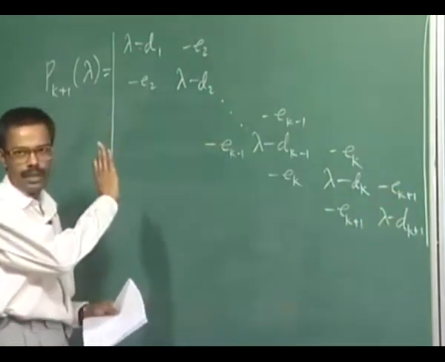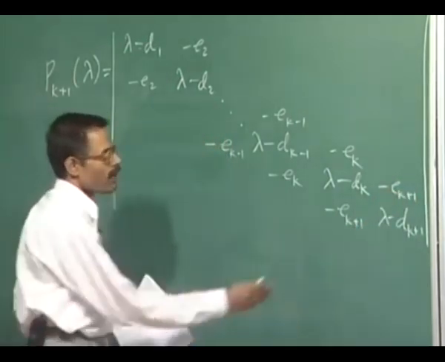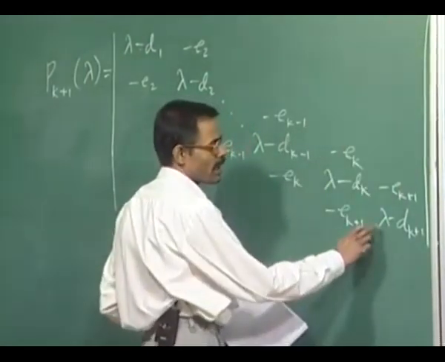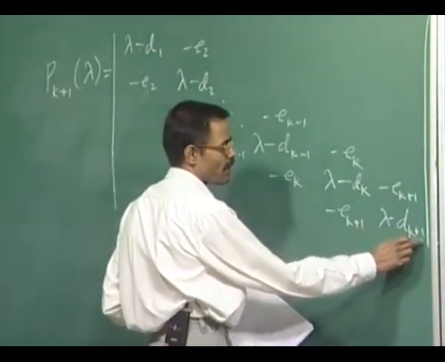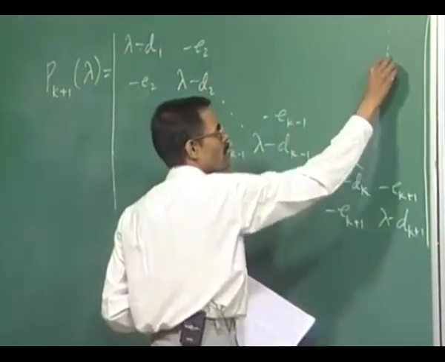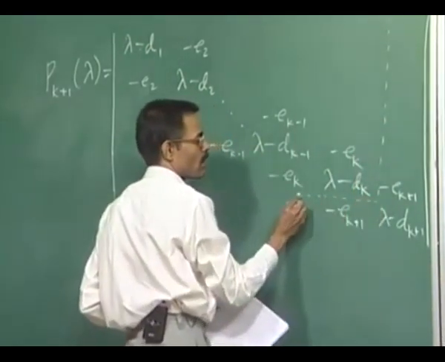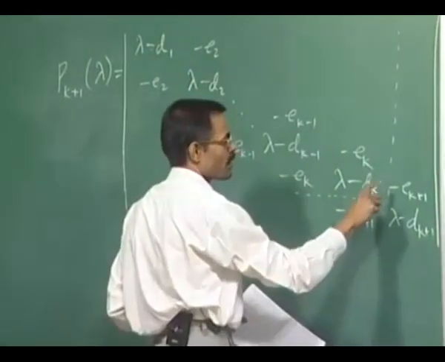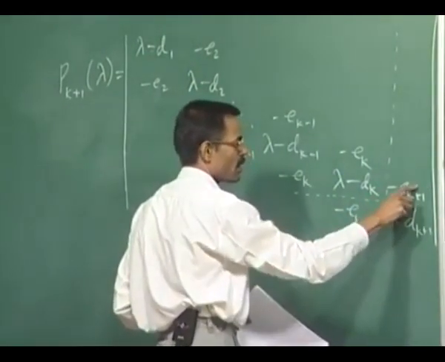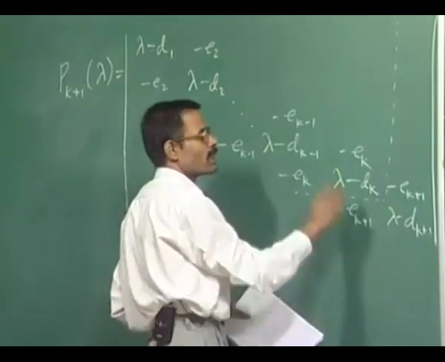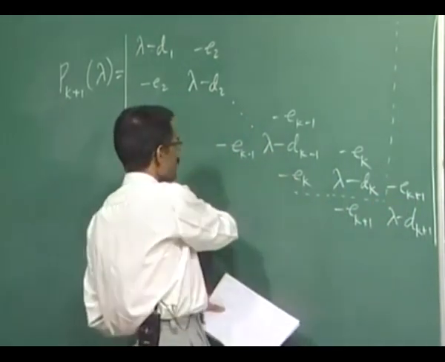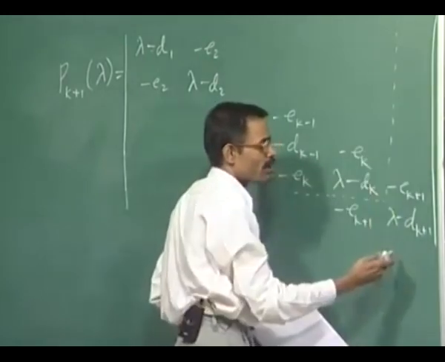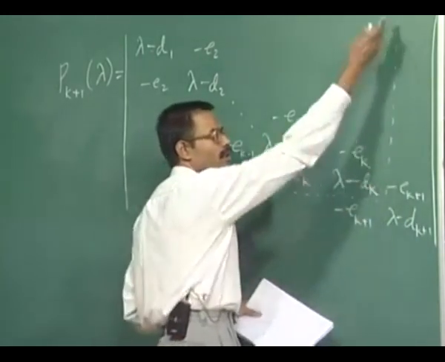When you try to expand this determinant from this column, what do we find? We find it is (lambda minus d_{k+1}) into this determinant, minus this thing into the determinant that we will find by crossing out this row and this column. So, let us do that, and all other entries are zeros, right.